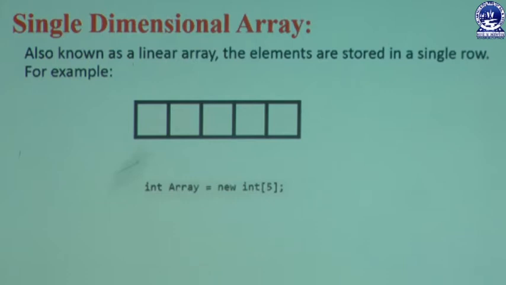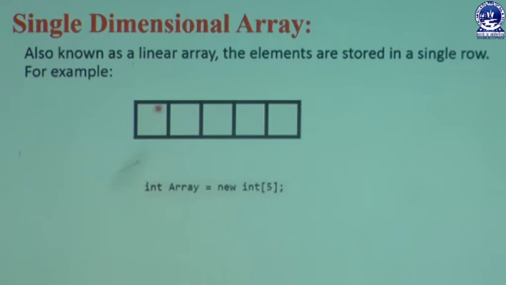In a single dimensional array we have only a single subscript in the array type variable, as already declared in your example. Suppose a user wants to declare an integer type array. At that time we can declare int with an array type object like array, then equal to, writing new, then declare int with size 5.